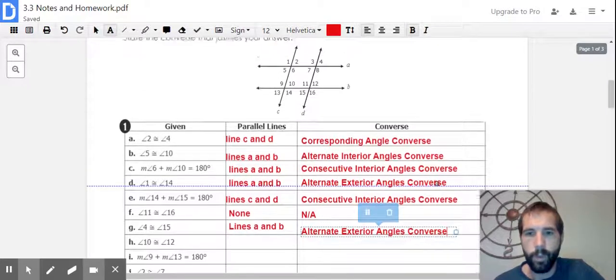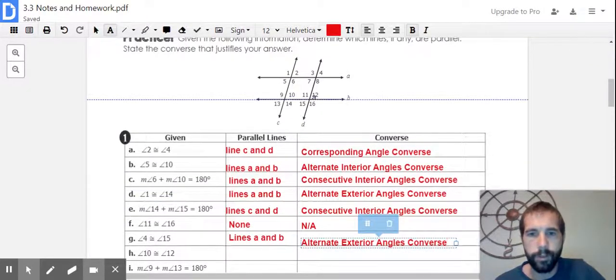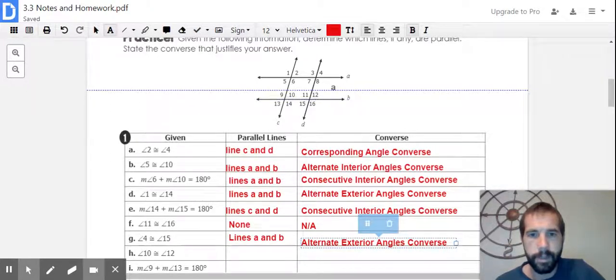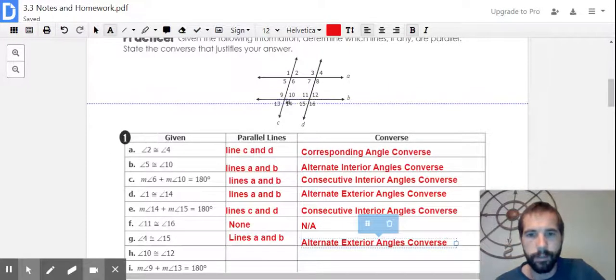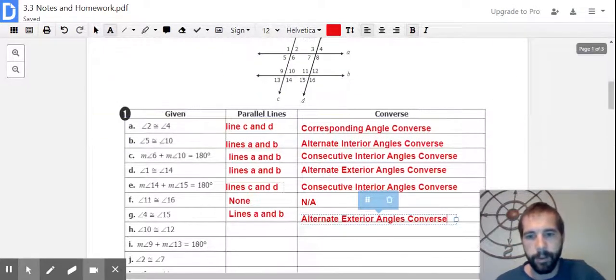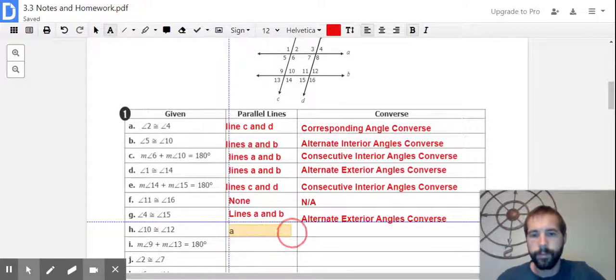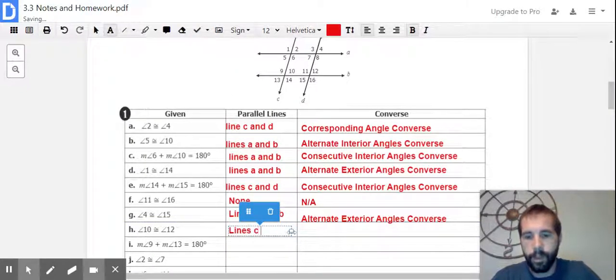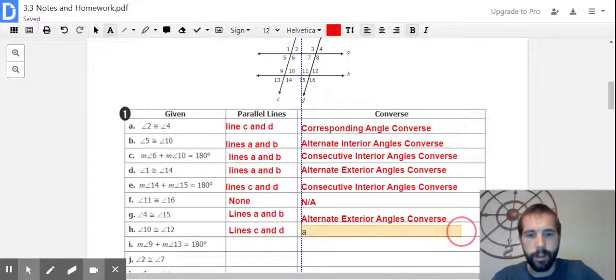All right, how about if 10 and 12 are congruent? So 10 and 12, that's transversal B. They're on the same side, in the same position at the intersections of the lines that B intersects. So that would make lines C and D parallel, and that's by the corresponding angles converse.